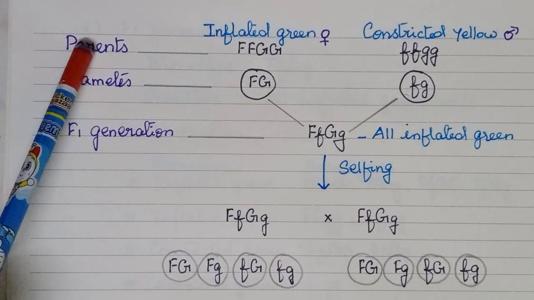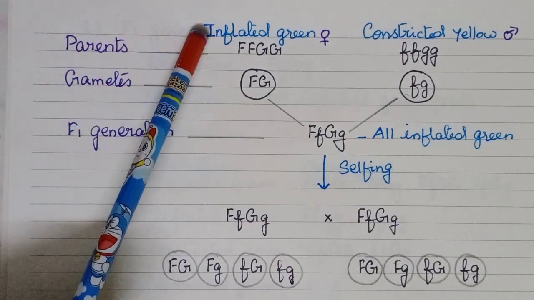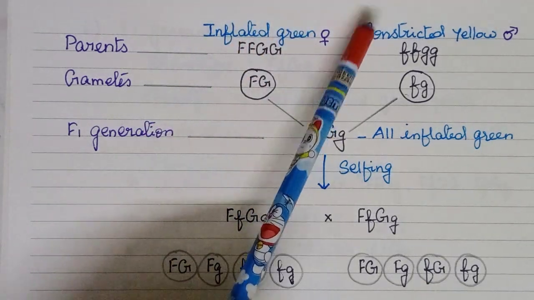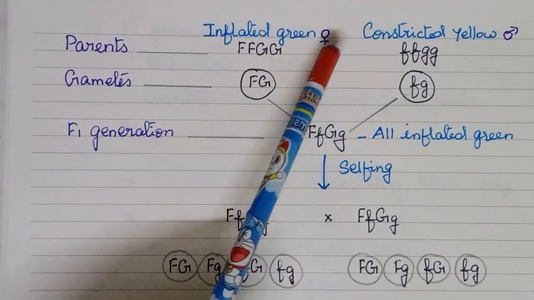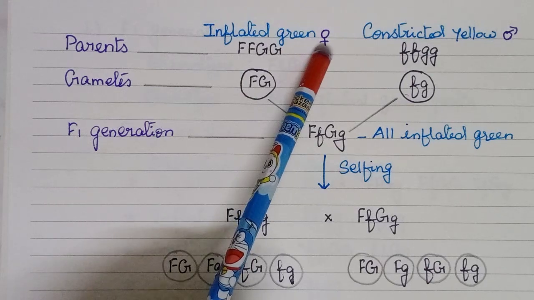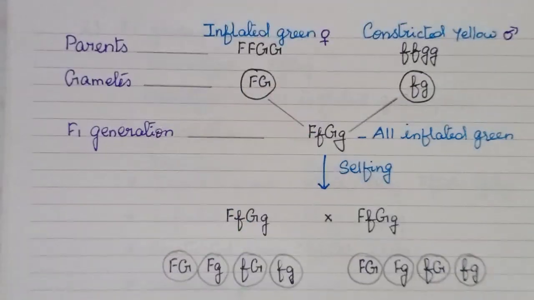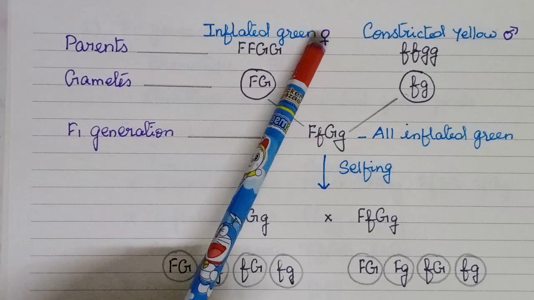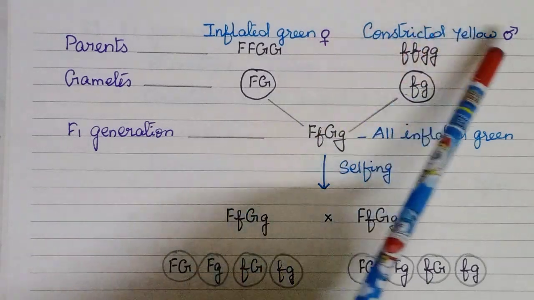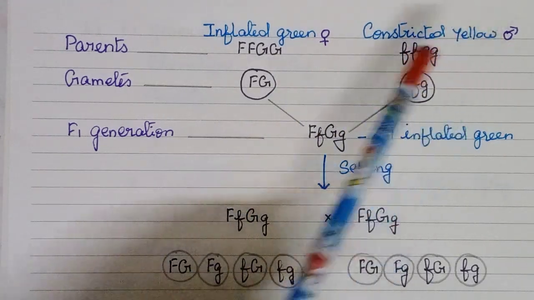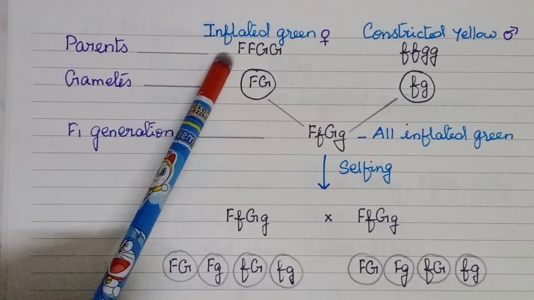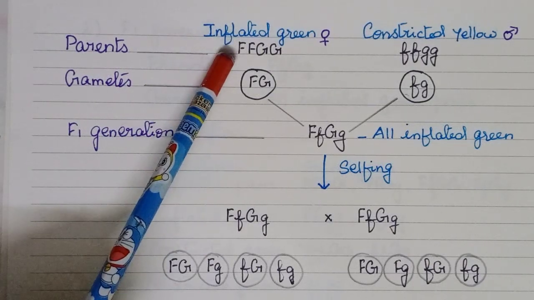First, write the parents. Inflated green, constricted yellow. The phenotypes. And you also mention the gender or sex. Here in the question, it is not mentioned. So you can have any one parent as female and the other one as male. Below that, you write the genotype.